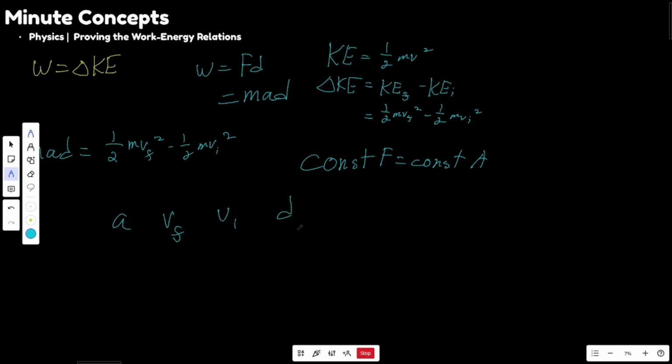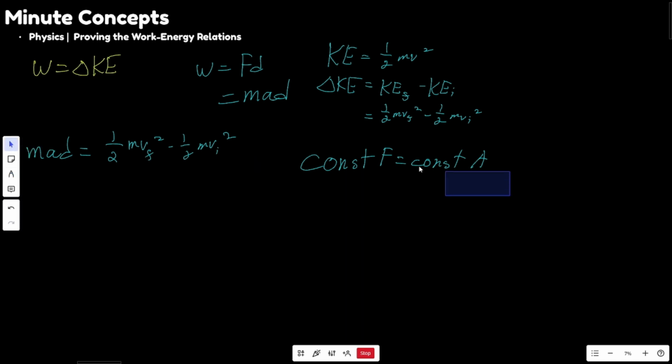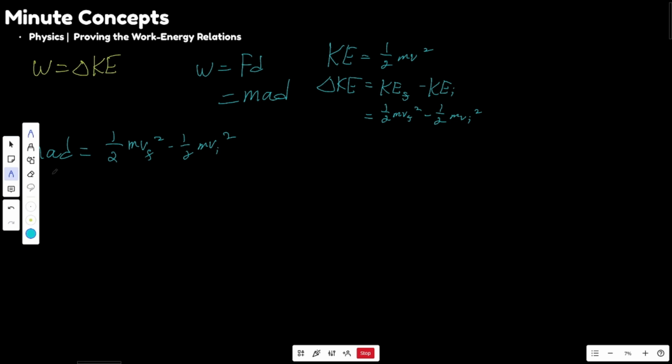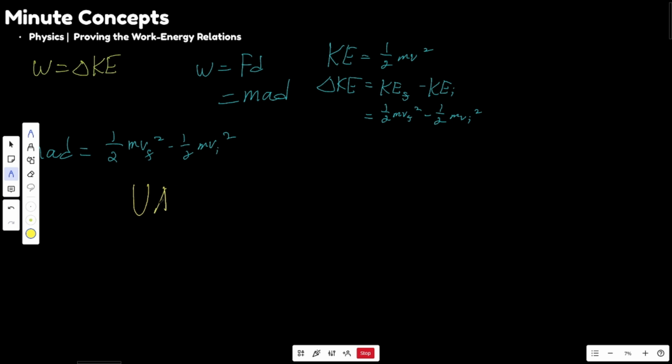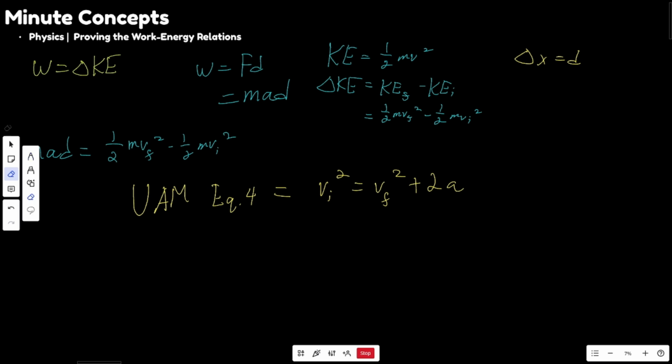If we look through our equations, we can find that the equation that satisfies these conditions is equation number 4, which I'll write in my yellow pen. So UAM equation 4: the final velocity squared is equal to the initial velocity squared plus 2 times acceleration times delta x. However, delta x is also equal to displacement, so this can also be written as 2ad.